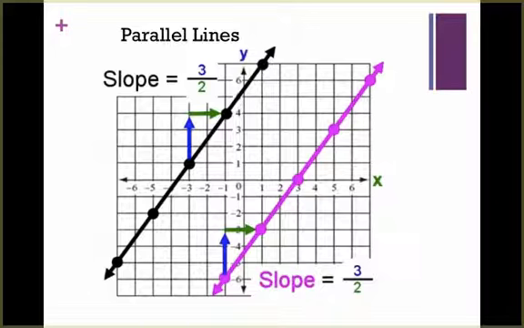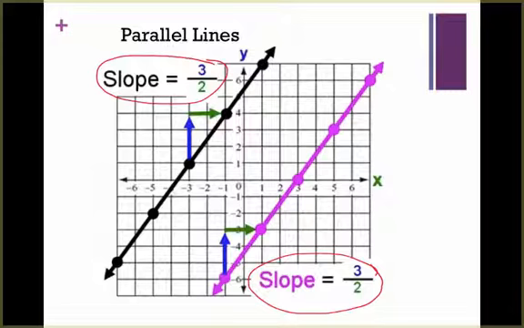If we look at our first line, we notice that it has a slope of 3/2. If I look at the second line, it also has a slope of 3/2. Now, if we understand that slope is the steepness of the line and parallel lines are not supposed to intersect, then it would only make sense that they should have the same amount of steepness. Otherwise, they're going to eventually meet each other. So the first concept that we need to make sure we understand is that parallel lines will always have the same slope.